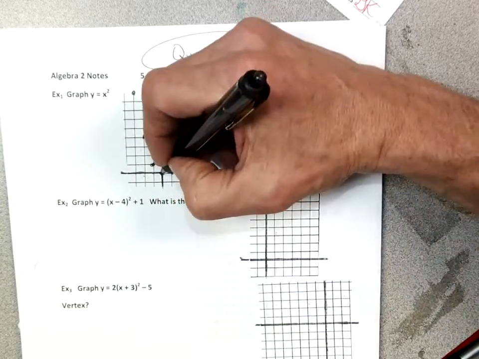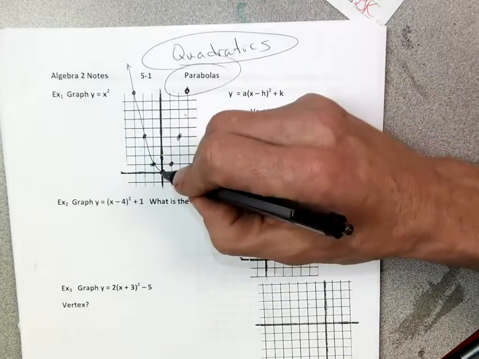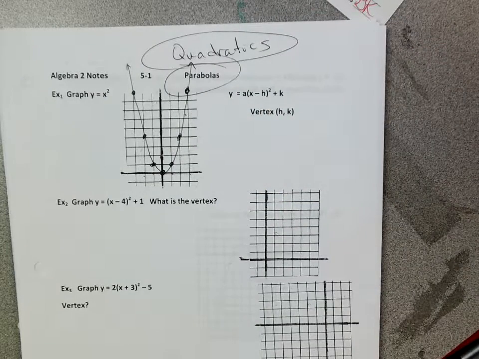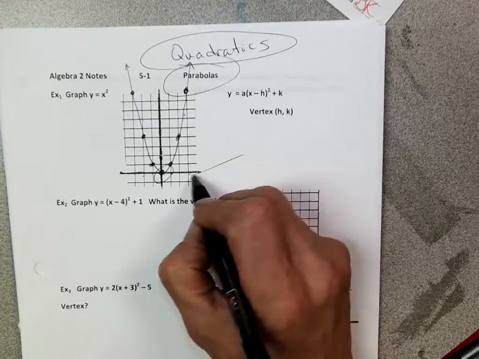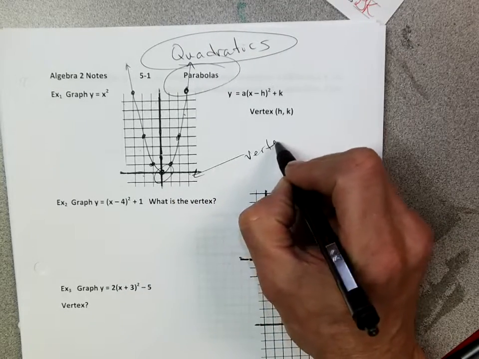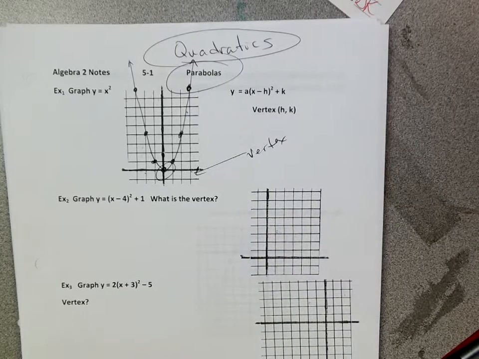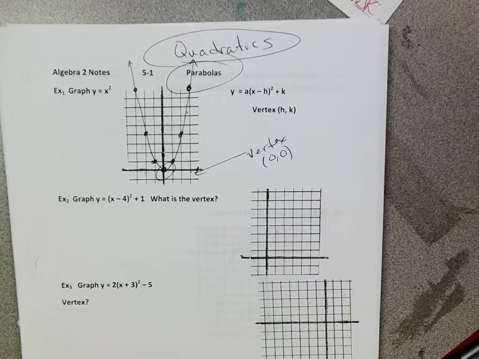So my parabola is not a V. It curves. It looks like this. Okay? Now, some key features. This bottom point is called the vertex. It is at the coordinate 0, 0 in this parabola, okay?